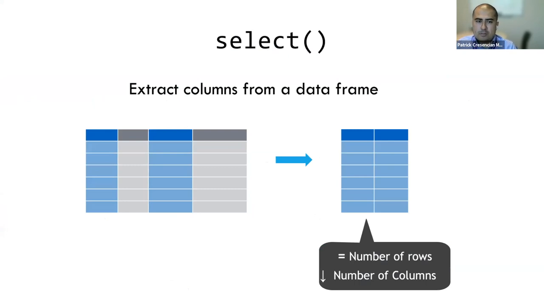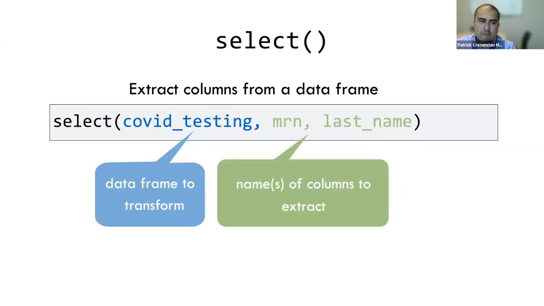And so the first function that we're going to talk about is select. And this graphically just shows a nice quick illustration of how select works. This is essentially a mechanism to extract specific columns from a data frame. So when you use select on a data frame, you expect that you're going to have the same number of rows in your output data frame, but a decreased number of columns. And the syntax is very straightforward.